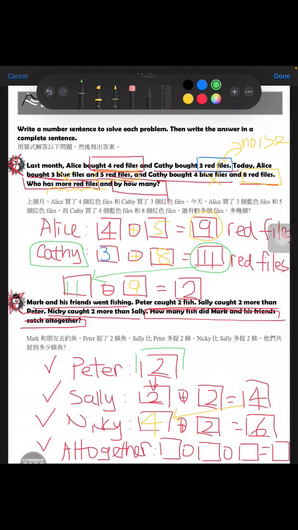So how many fish did they catch all together? We can add up Peter's, Sally's, and Nicky's number of fish caught. So it will be altogether 2 plus 4 plus 6. So how many in total? Right, it should be 12 fish. Well done.